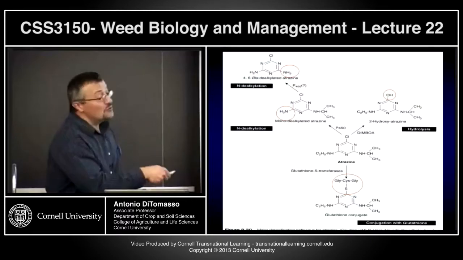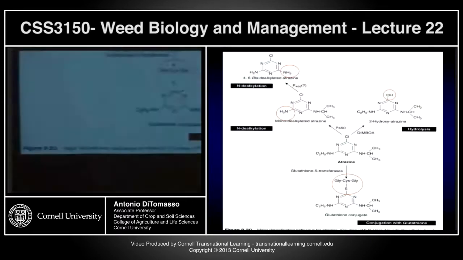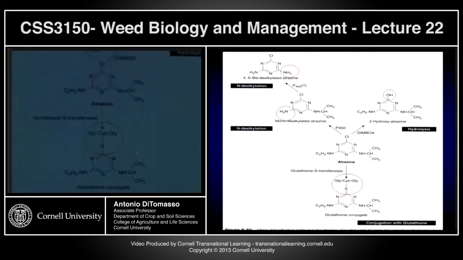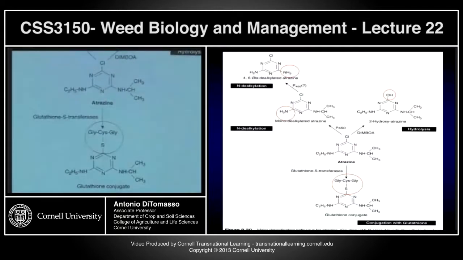A third step that corn uses is this conjugation with glutathione, which basically adds glycine, cysteine, glycine, these amino acids. It makes it into a large bunch of amino acids put together, and this is an important step, and it's carried out in leaves. So corn, again, this is an important pathway. These two pathways are carried out in the roots, this is exclusively in the leaves. Corn does this. It's one of the only species.